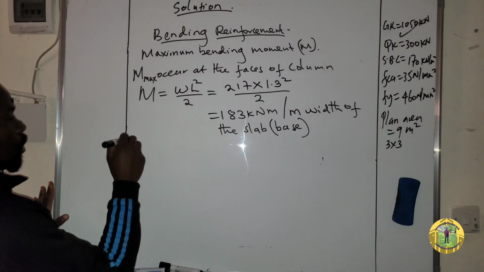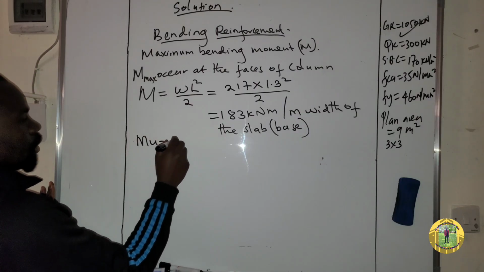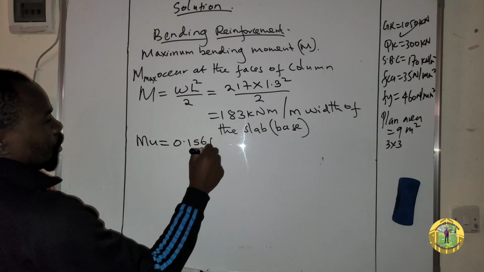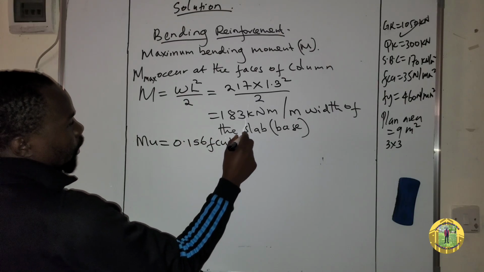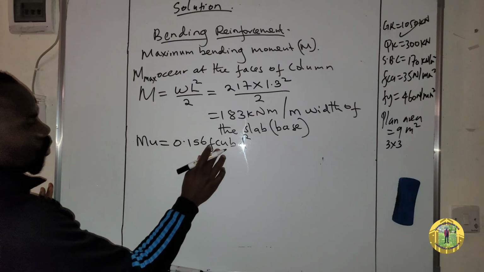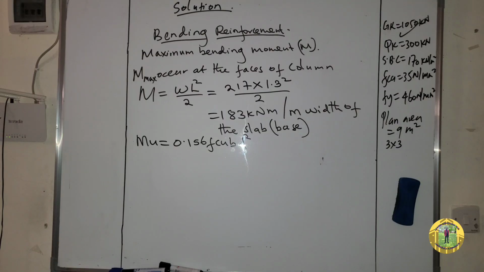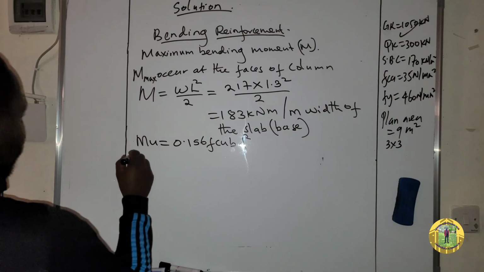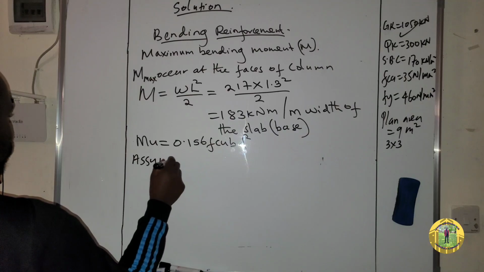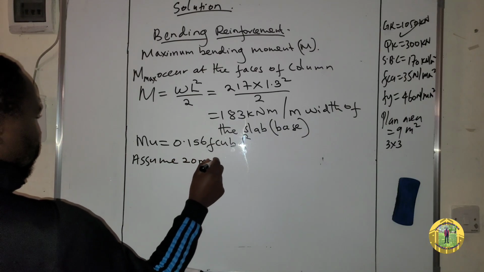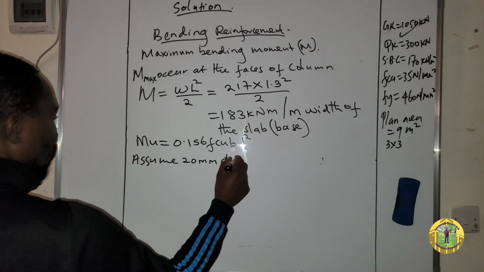So the ultimate moment, or moment of resistance, is given by 0.156 FCU B D squared. So we have FCU, we have B. What we don't have is D. So to get D, we will assume a 20 millimeter diameter bar.